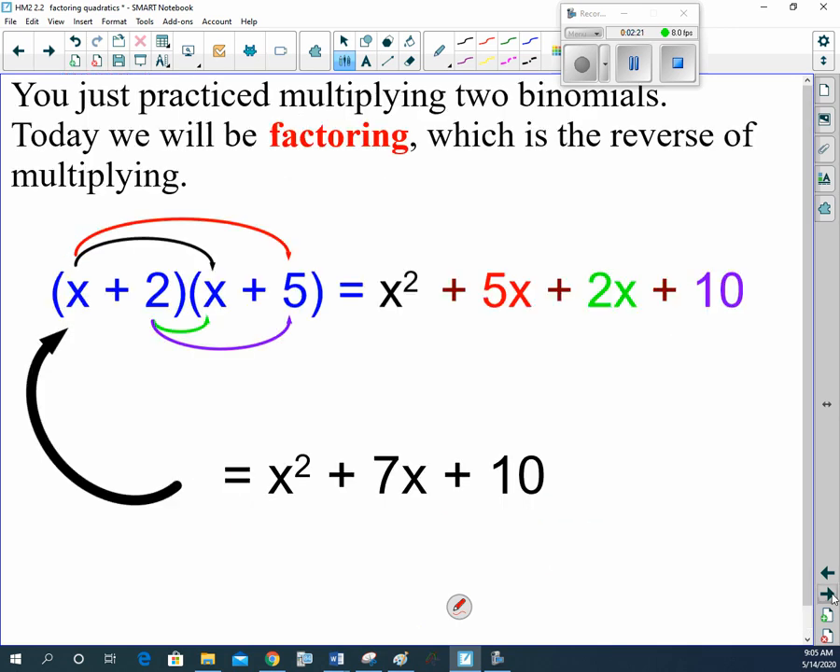Like I said, we're going to go in reverse. What we did was multiplying to come up with this trinomial. Now I'm going to give you this trinomial, and we're going to break it down into its two binomials that multiply together. That's called factoring. So let's see how to do that.